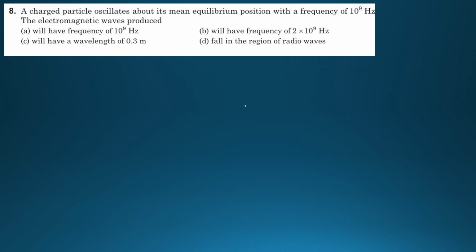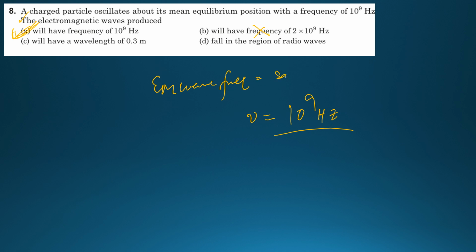Okay. Next, a charged particle oscillates about its mean equilibrium position with a frequency of 10 to the power 9 hertz. The electromagnetic wave produced, we just have to get the values. See, frequency is 10 to the power 9. That means the electromagnetic wave will also have a frequency of 10 to the power 9, right? It won't have a different frequency. It has the same frequency as the charged particle.